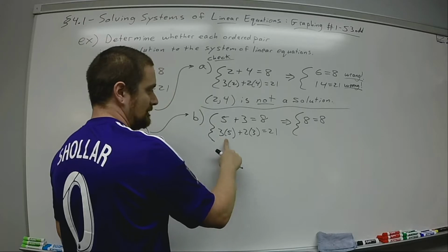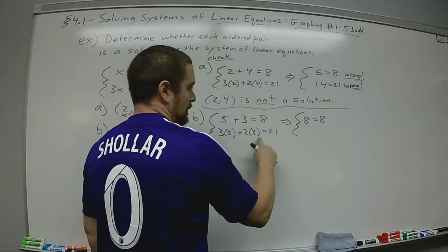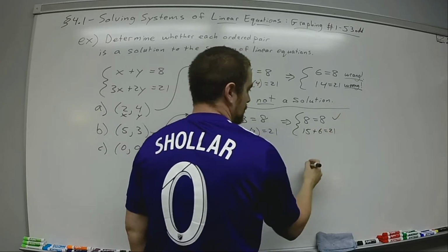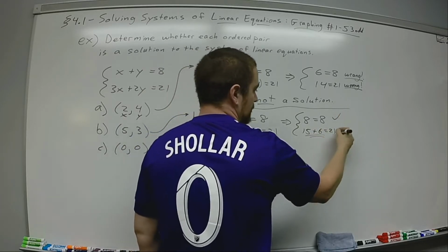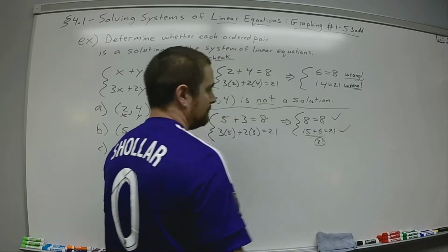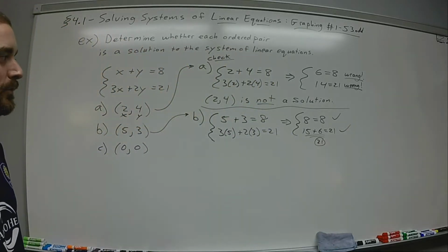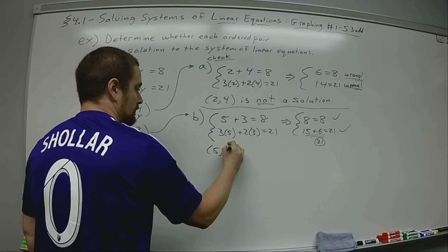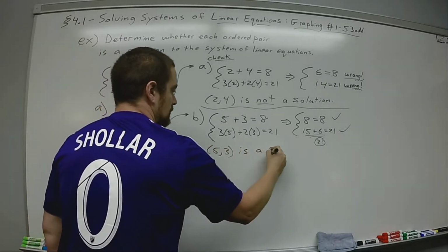Well, 3 times 5 is 15, plus 6 is 21. Well, yeah, 15 plus 6 is 21, so we're good. It solves both at the same time. Therefore, 5, 3 is a solution.